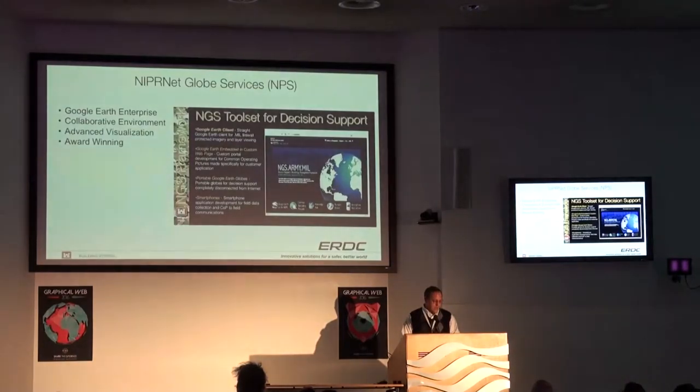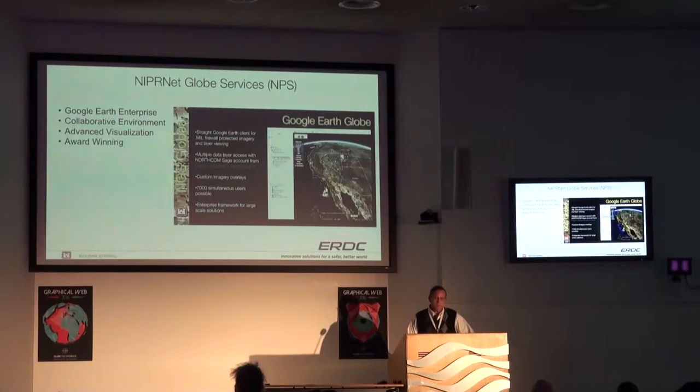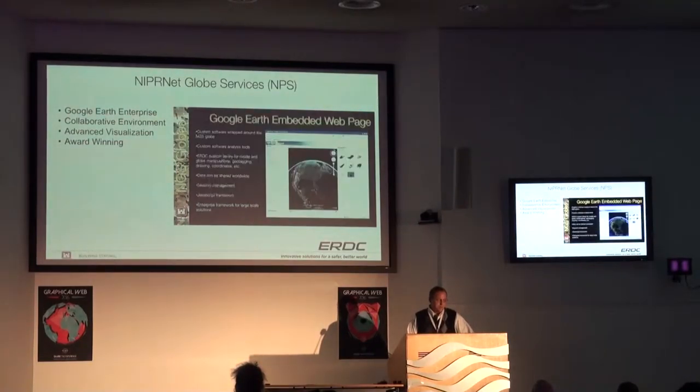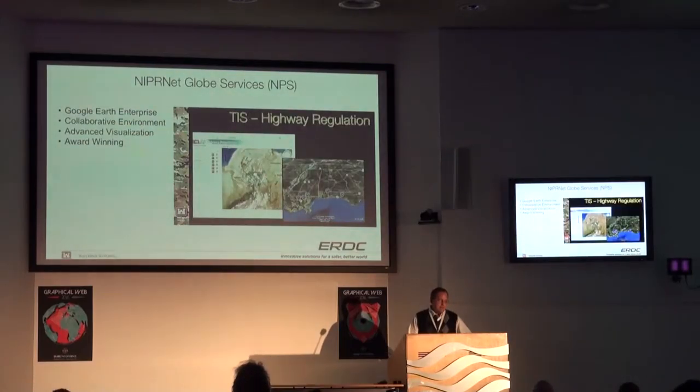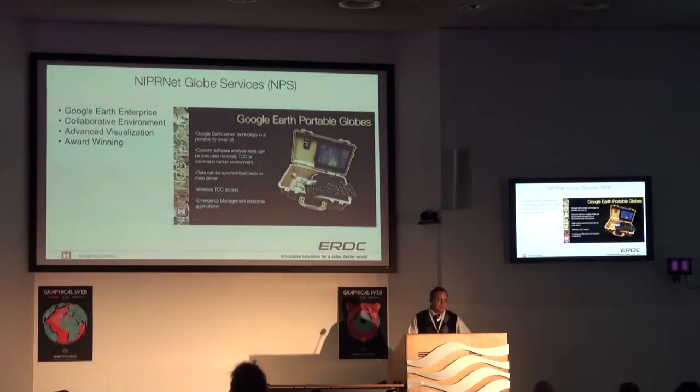So then we said, okay, we're going to build this new service around this capability. So we went out and we bought Google Earth Enterprise. We built ourselves our own globe. We put all kinds of data on top of this. We built an embedded web page. We worked with some of the commands within the Department of Defense to get them to use this so that they would overlay their data on top of it. It was awesome, right? We won awards.